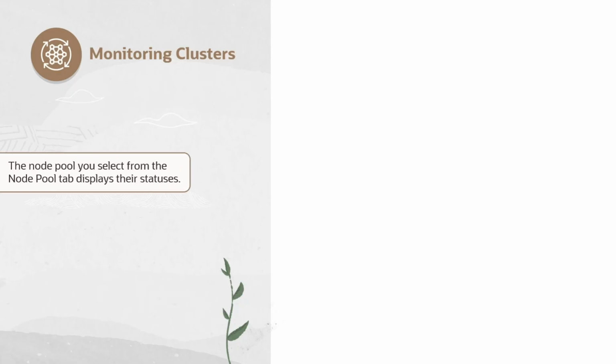Now let's shift our focus to the node pool tab, a vital area for understanding the status of individual node pools within your cluster. On this tab, you'll find a comprehensive summary of the status of each node pool in your cluster. Similar to clusters, node pools come with various statuses, each indicating a specific state in the lifecycle of your cluster. Let's break it down.